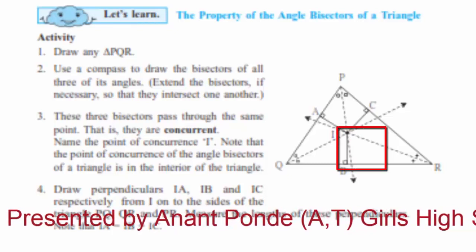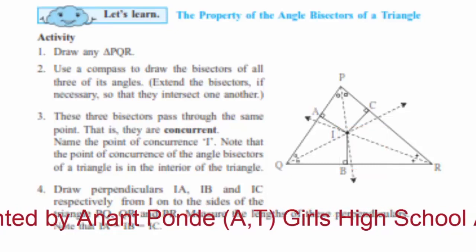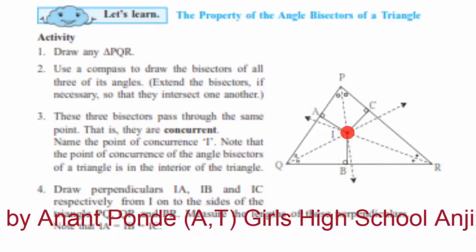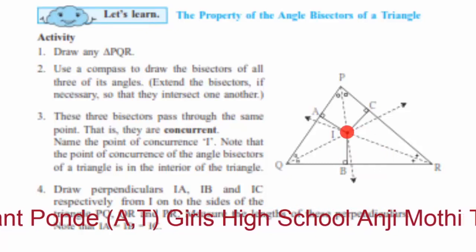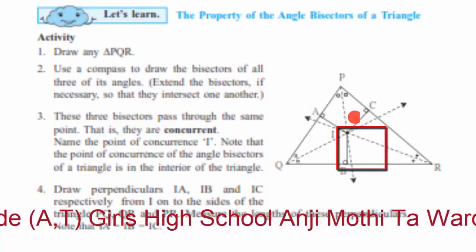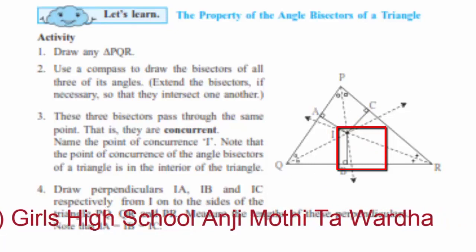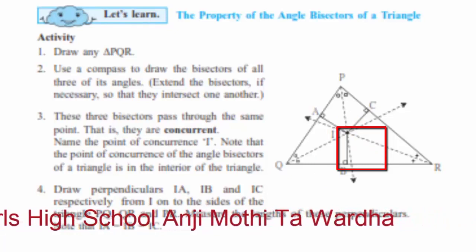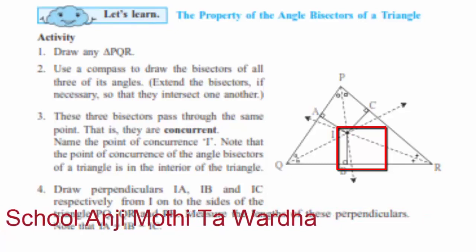म्हणजे एक संपाती रेषा. येथे त्रिकोणाचे कोन दुभाजक, तीनही कोन दुभाजक एका बिंदूमध्ये छेदत आहे. म्हणजे या ठिकाणी I या पॉइंटमध्ये इंटरसेक्ट होत आहे, म्हणून त्यांना आपण कॉन्करंट लाईन असं म्हटलेलं आहे. आणि ज्या पॉइंटमध्ये इंटरसेक्ट होत आहे त्याला म्हटलेलं आहे I, म्हणजेच इन सेंटर ऑफ द ट्रायंगल.